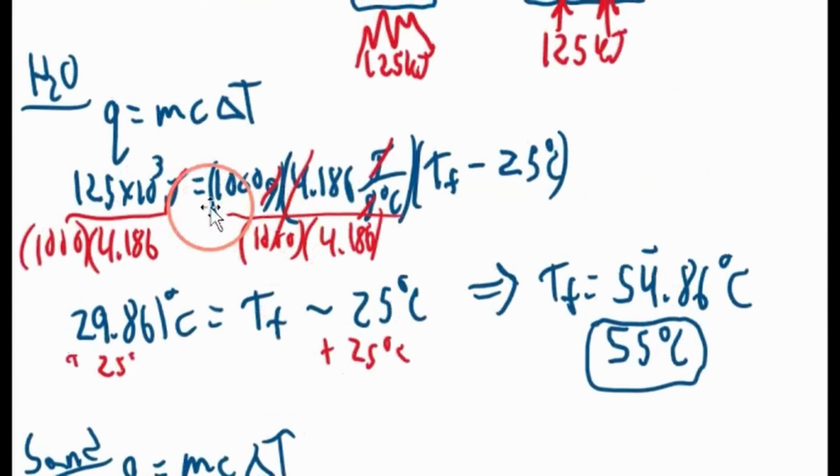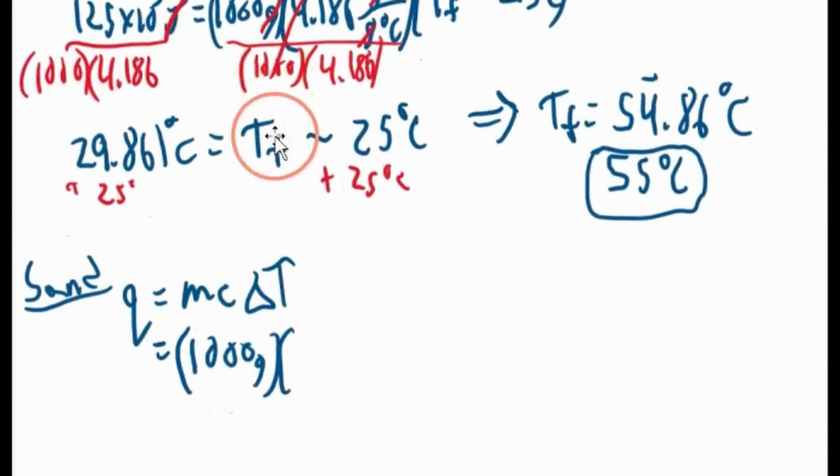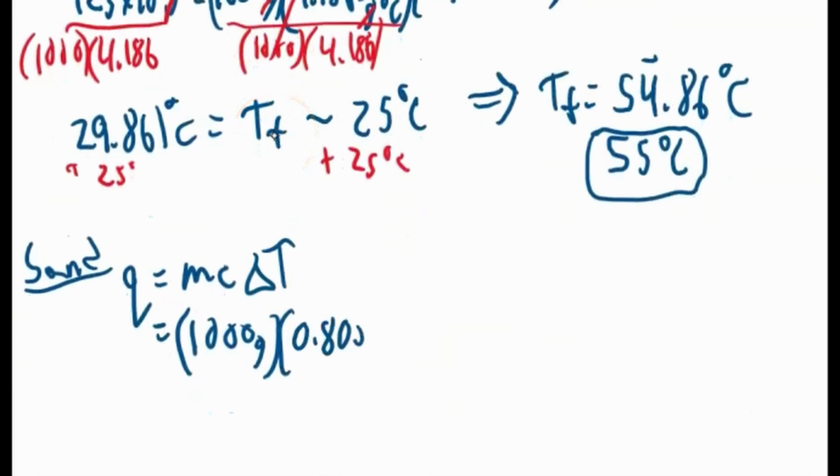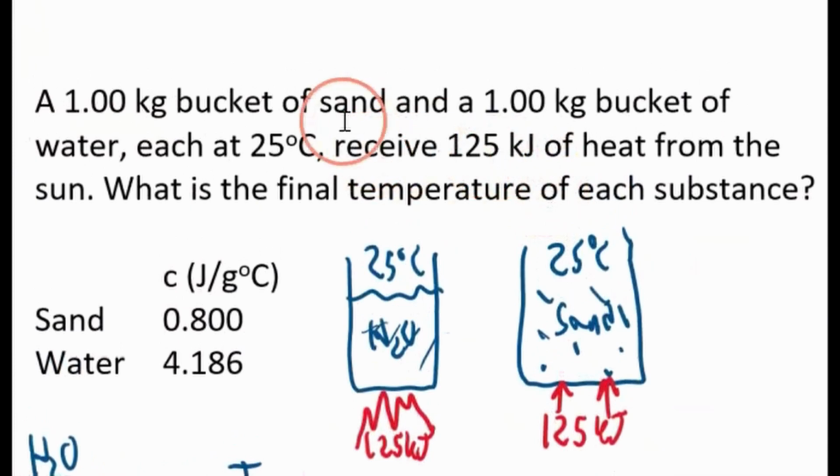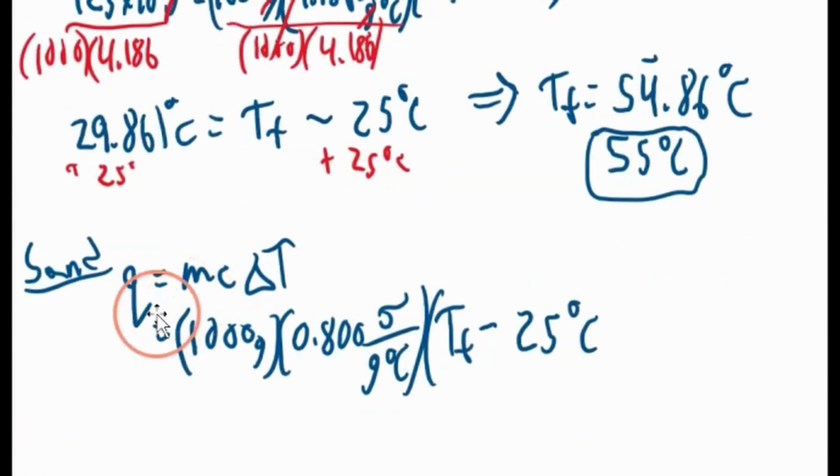The heat capacity is 0.800 joules per gram degrees Celsius. We want to know what the final temperature is. The initial temperature is 25 degrees Celsius. Is it 25 or 25.0? 25. Okay. And it received 125 kilojoules of heat. So over here we'll have 125 times 10 to the 3 joules.